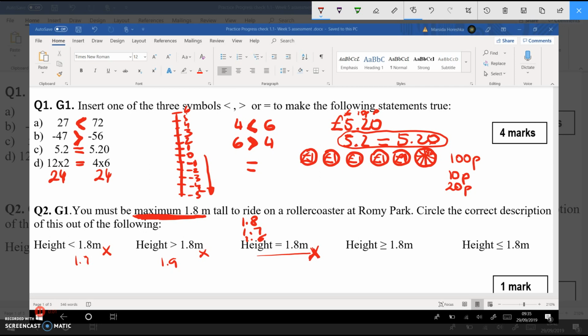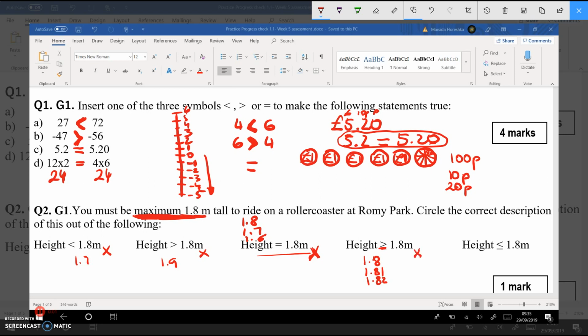Looking at the fourth one, we've got a height of greater than or equal to 1.8. So that means it includes 1.8 because it's got this line over here, but it's got to be greater than. So it means 1.81, for example, 1.82, 1.92, and that's not the case according to the question. So this is not right either.